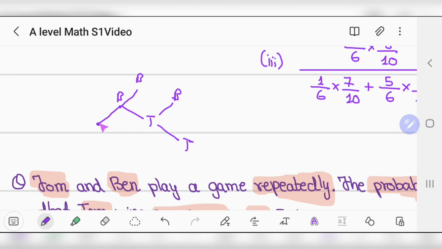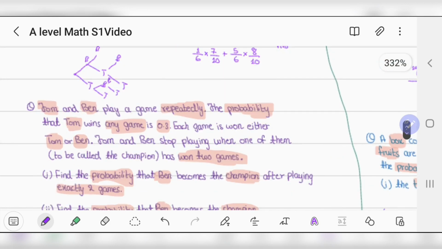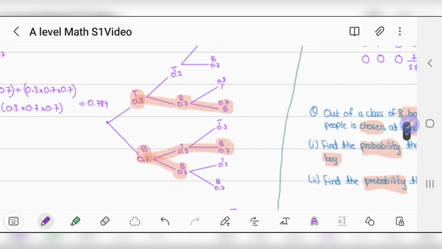So this is how it will start. Tom wins the game, Ben wins the game, then Tom wins the game, the end, but then Ben loses the game, Tom wins the game, Ben wins the game. So this is how you make a tree diagram. Looks something like this. Okay.